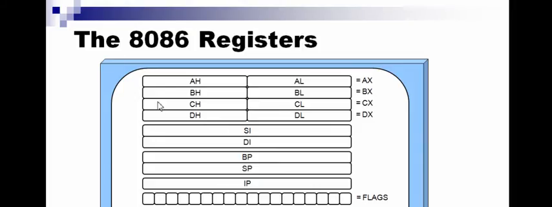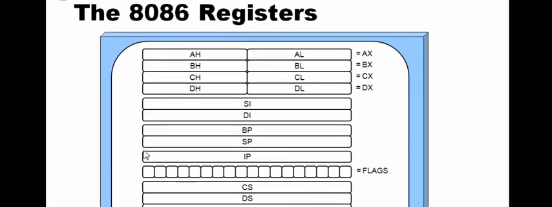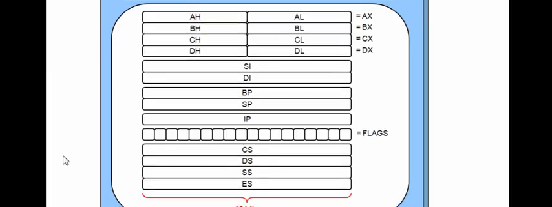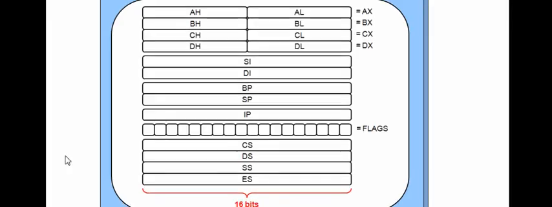Or we have the base pointer and stack pointer. The stack pointer is used to store the top of the stack. The instruction pointer, IP, is also used to store addresses. It works with the code segment. It usually stores the offset within the code segment, which I will tell you about shortly.